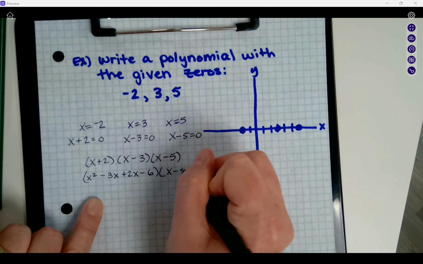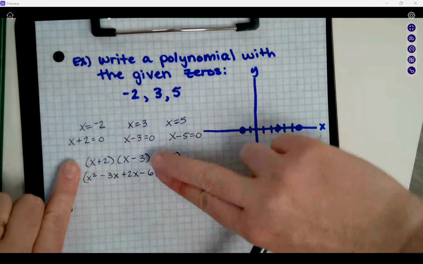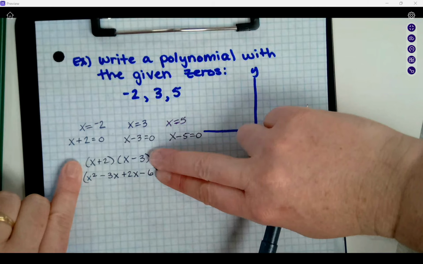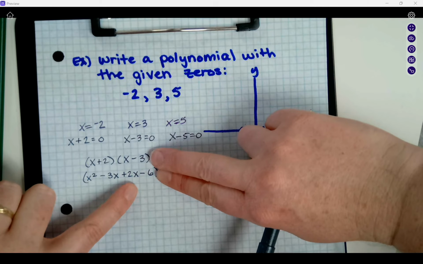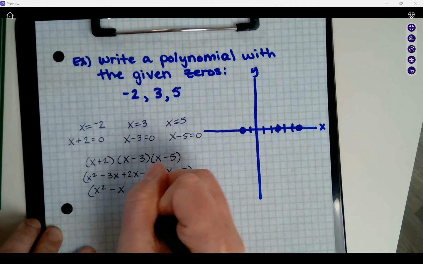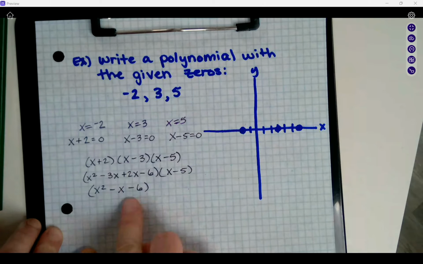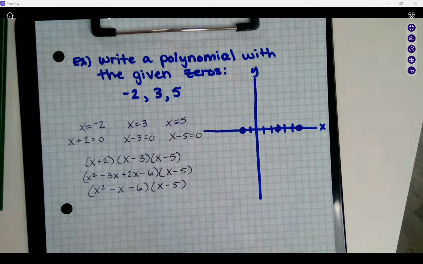I'm not going to worry about that last binomial factor until I'm done simplifying those first two binomials that have been multiplied together. I have two linear terms that can be combined, -3x and +2x. When I combine those terms, this is the result. And now I'm ready to continue multiplying.